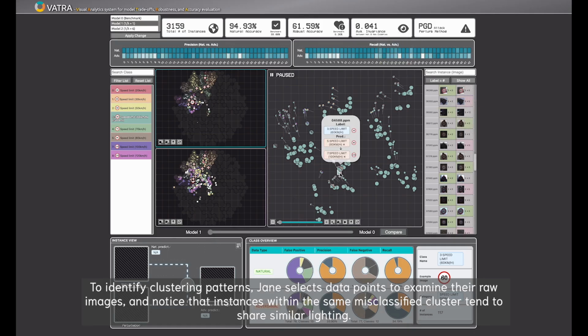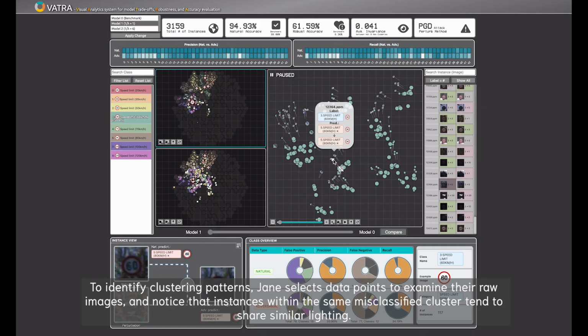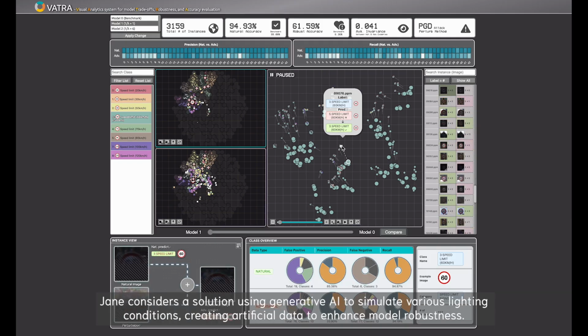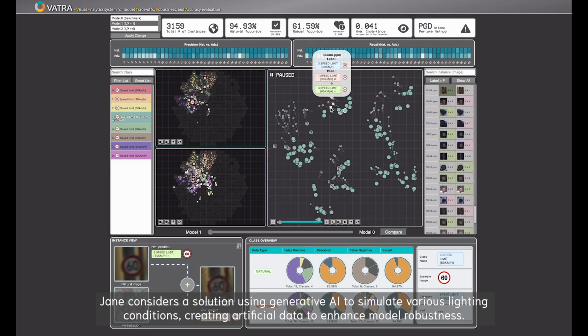To identify clustering patterns, Jian selects data points to examine their raw images and notices that instances within the same misclassified cluster tend to share similar lighting. Jian considers a solution using generative AI to simulate various lighting conditions, creating artificial data to enhance model robustness.